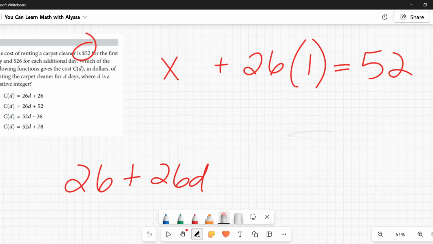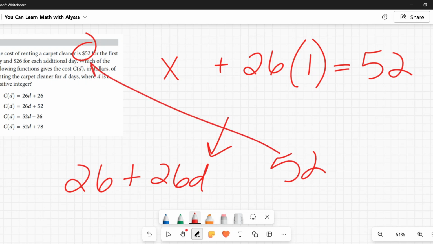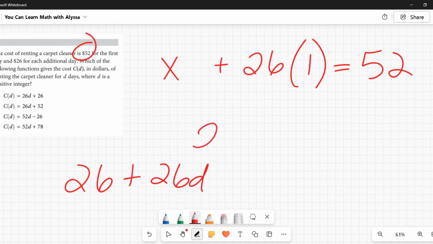And this will work. If it is 1 day, I get 26 plus 26, or $52, which is what they told us. They said it was $52 for the first day. And if it was 2 days, then 26 times 2 is 52 plus 26. That's what it said: 52 for the first day and then $26 each additional day. If I put the 2 in there, I will get 78, which is what I want. 52 plus an additional 26.